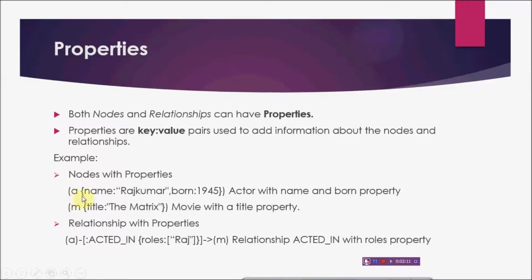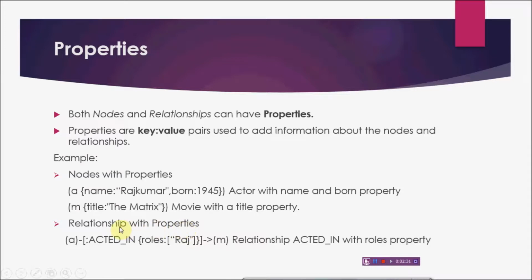For example, here the name is given as Rajkumar, born in 1945. So, an actor with name and born properties. The movie node can also have a title, the movie name. Here we have specified the metrics. So this is a node with properties, and we can also consider a relationship with properties.